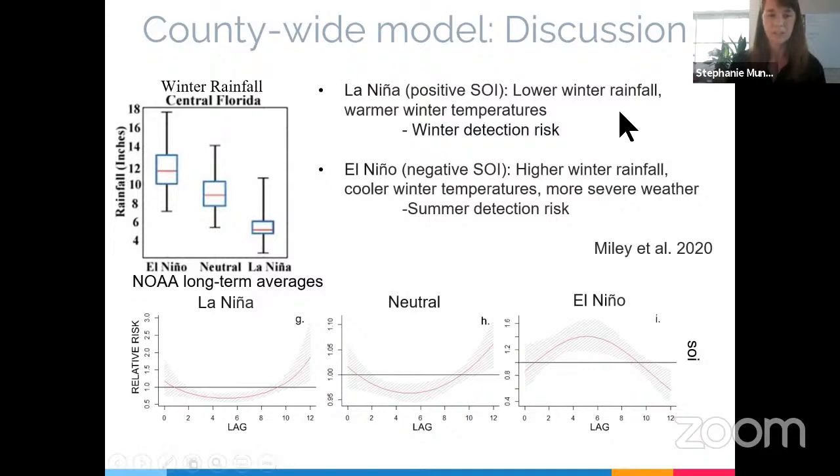Similarly, for La Nina, it seemed to have this slightly increased wintertime risk. So La Nina and El Nino events tend to be temporally autocorrelated. So if you have a La Nina this year, you might have higher risk of wintertime transmission the next year. And then for El Nino, it did seem to result in this elevated summer detection risk.